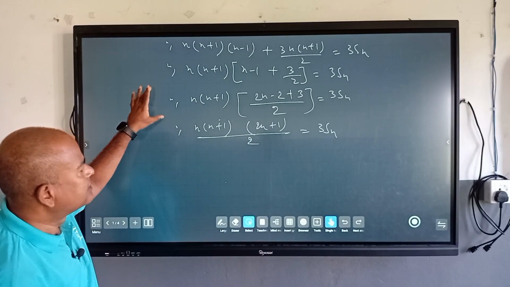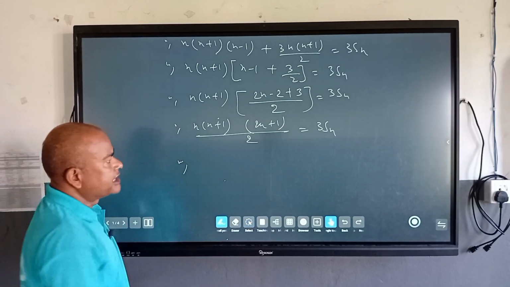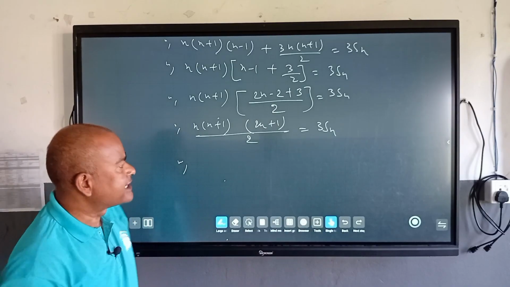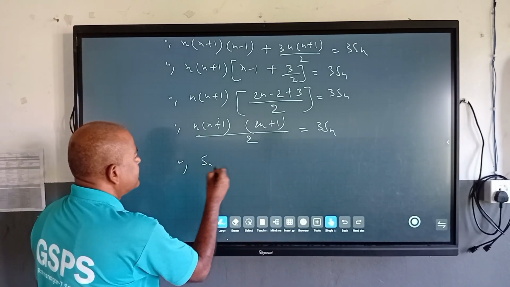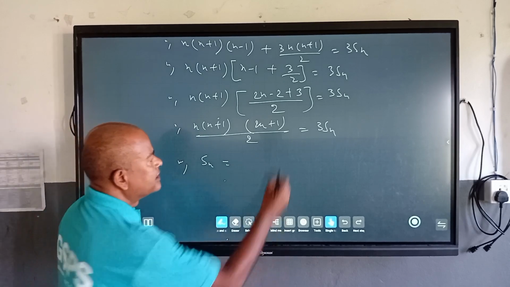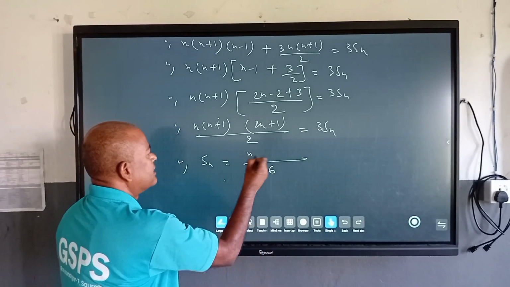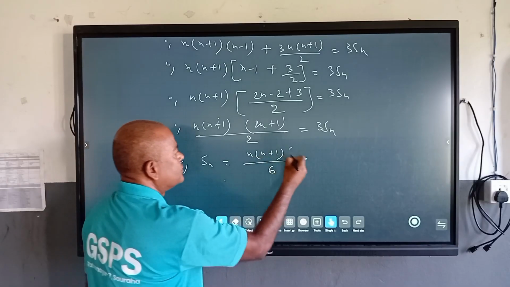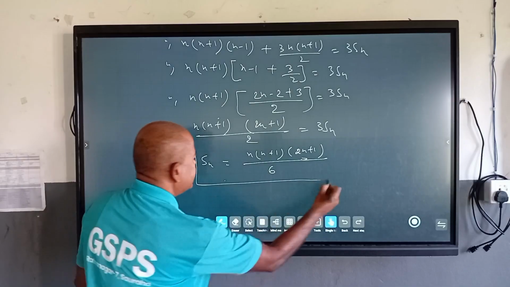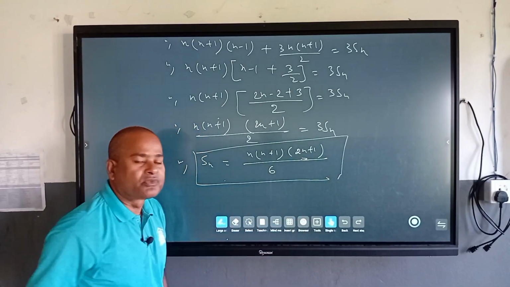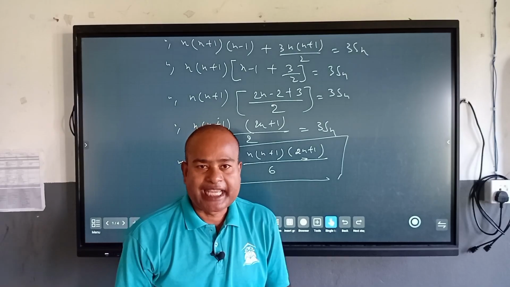Dear students, we have to find the value of Sn. So Sn we can write as n times (n plus 1) times (2n plus 1) over 3 times 2, that means over 6. Dear students, this is the proof of the sum of the squares of the first n natural numbers.